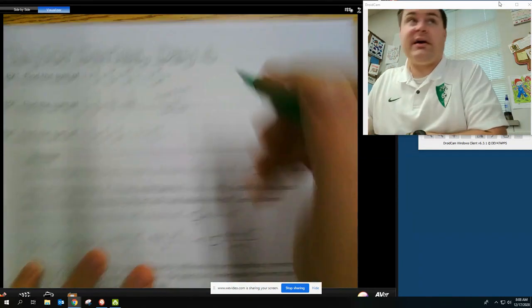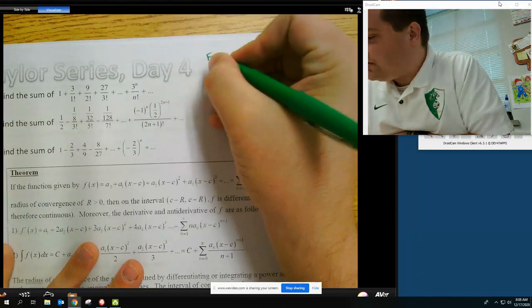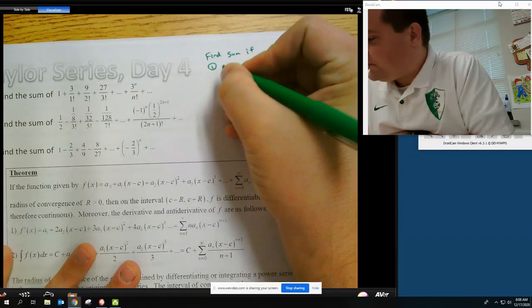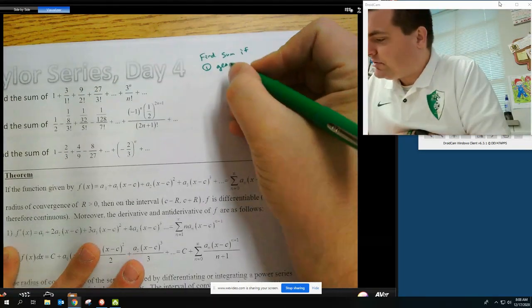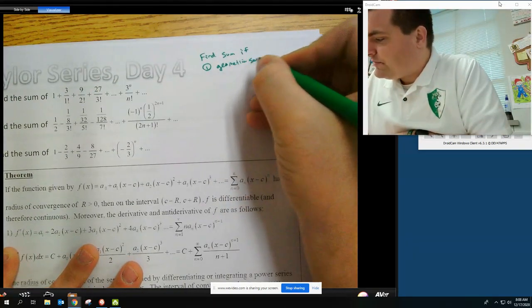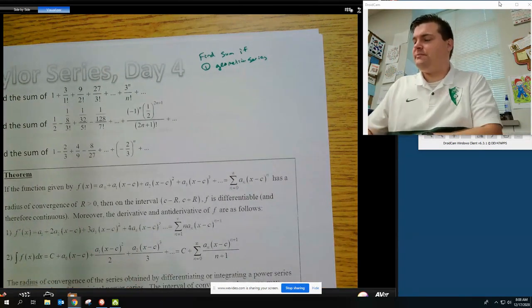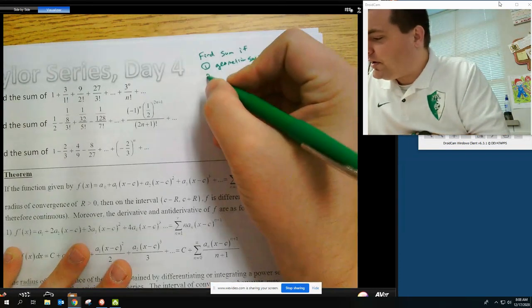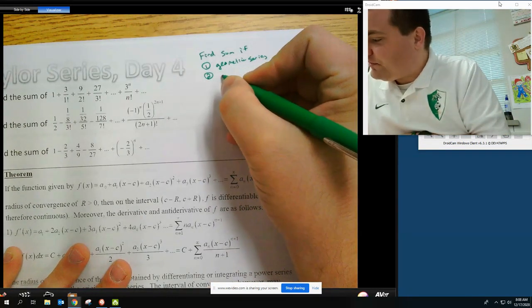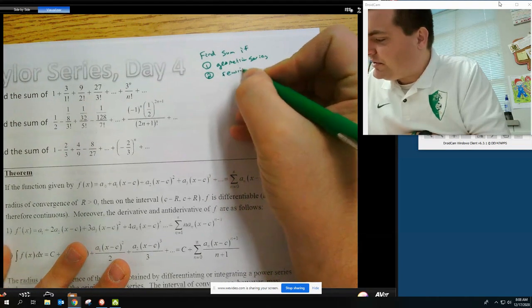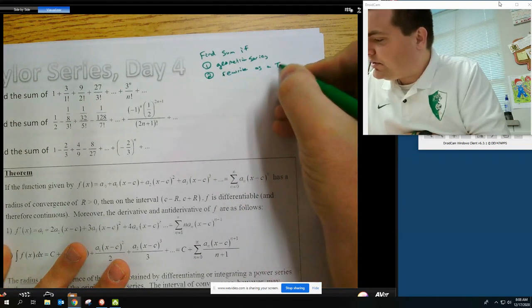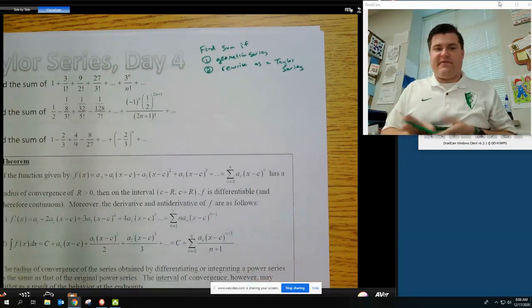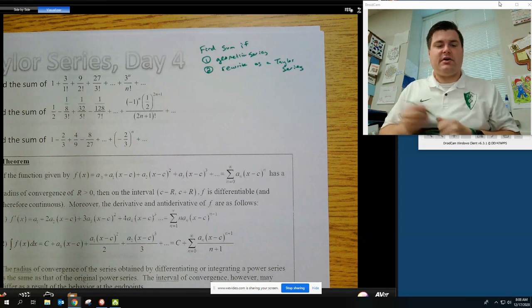So the first way is we can find the sum if it's a geometric series. If there's a formula for that, we can actually find that infinite sum. Or if we can rewrite it as a Taylor series. So those are the 2 big ways to find these sums, or at least the 2 ways that we're going to really talk about.